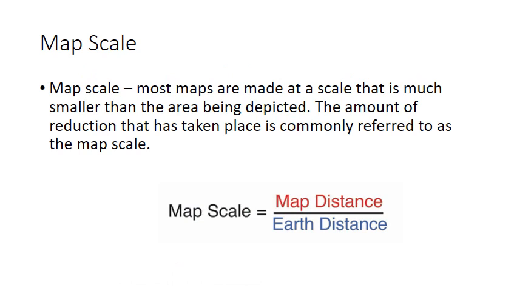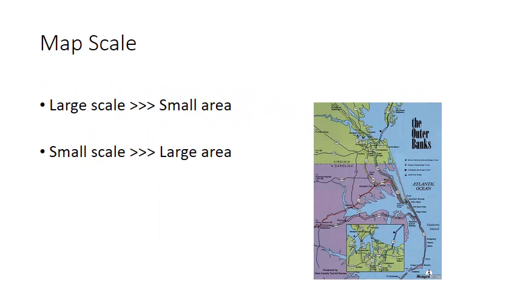Each map will have a map scale, which gives you some idea of the reduction that has taken place. For example, 1 inch on the map may represent 1 mile on the Earth. You should be comfortable with the idea of a large scale equaling a small area and a small scale equaling a large area. So a map that has a scale of 1 inch is equal to 4 miles covers a much smaller area than a map where 1 inch represents 400 miles. Again, 1/4 is a larger fraction than 1/400th, so the larger scale, smaller area, and vice versa.